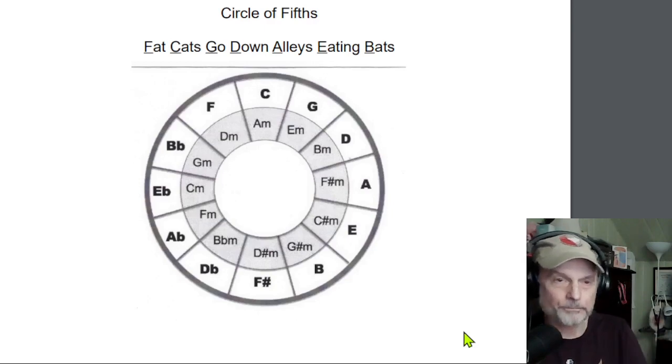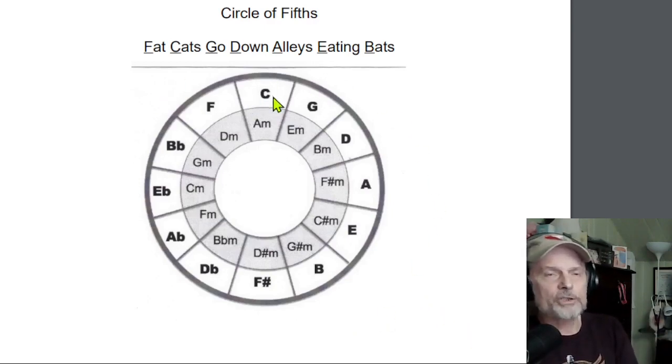For now, I want you to notice this. We just started on the C with no sharps or flats, with no accidentals. They're called accidentals. And we went to G, its 5th. Then we went to D, A, E, B, and finally F sharp. There was 0, 1 sharp, 2 sharps, 3, 4, 5, 6 sharps, right in that order.